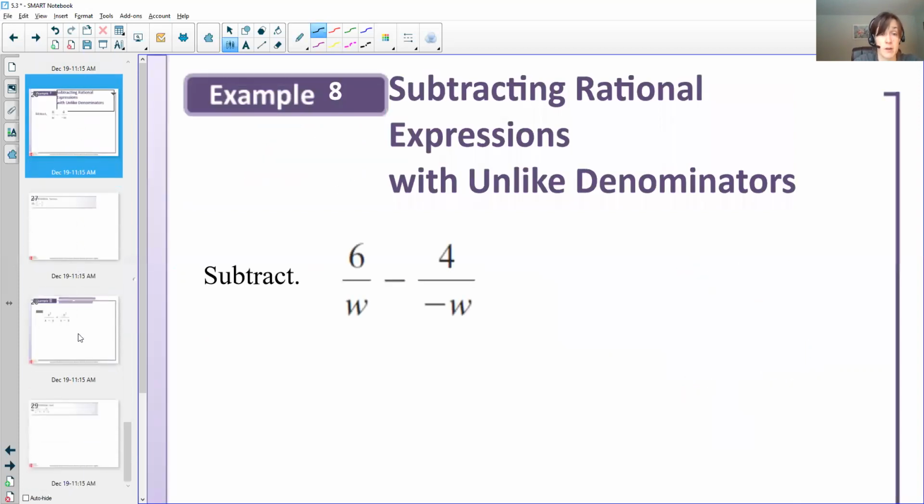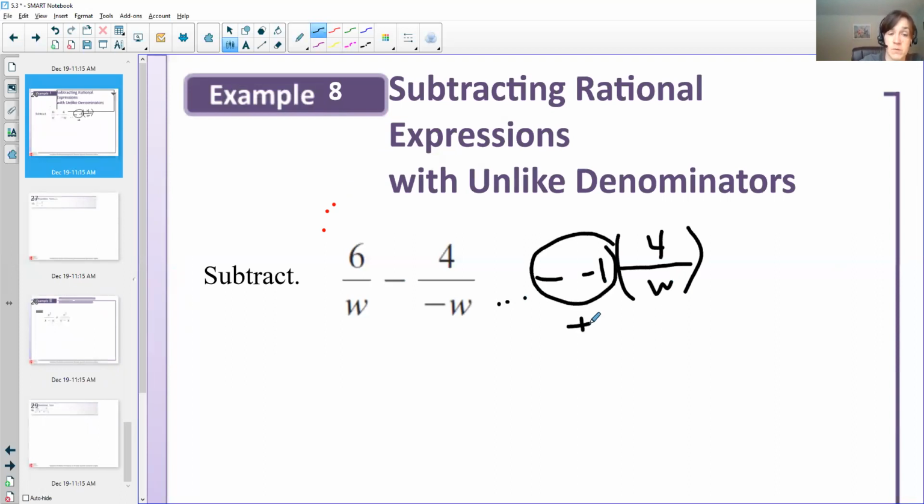Let's do the last couple. All right, unlike denominators here. So this is an interesting thing, right? This is a strange little thing. But same as before, I can take the second fraction and change it because I can take out that negative 1. Okay, so then it's a common denominator, but negative times negative 1 makes a plus. So it just changes what we're doing. 6w plus 4 over w. That just becomes 10 over w.